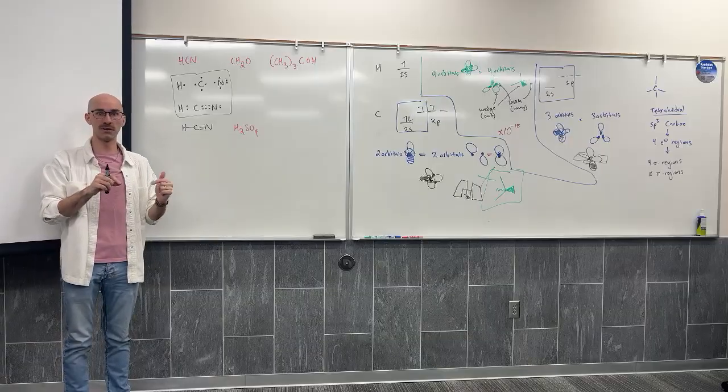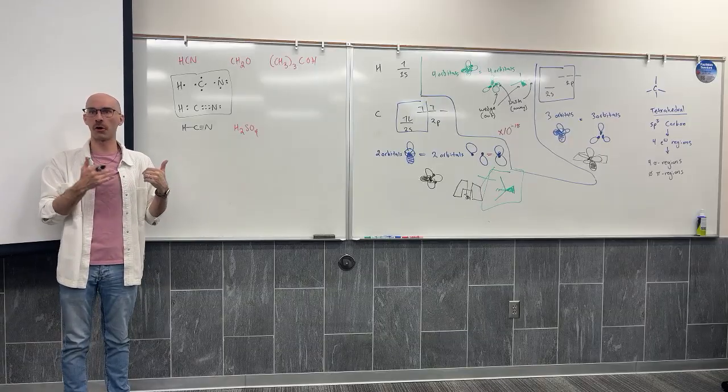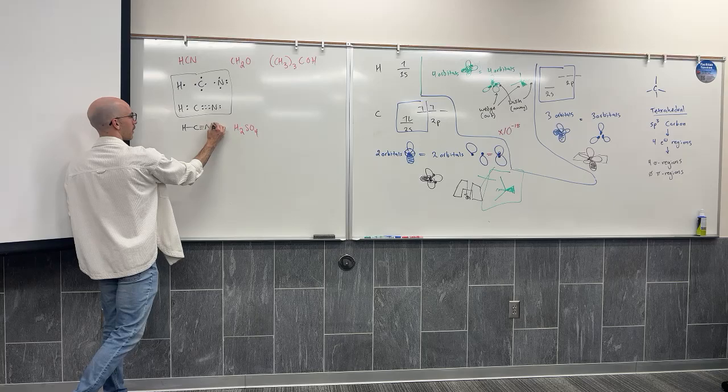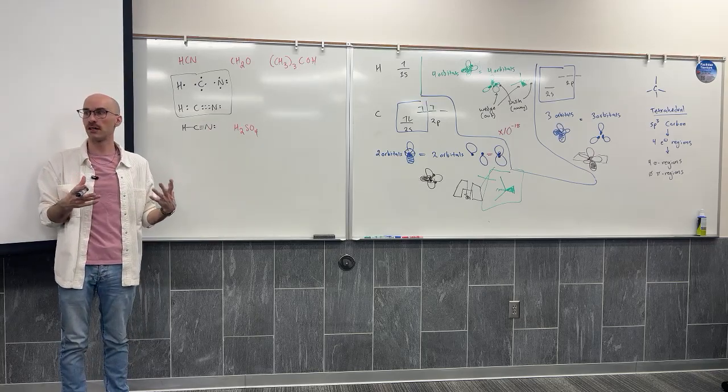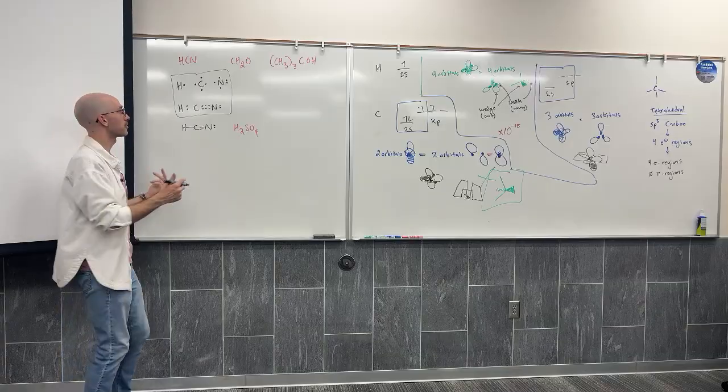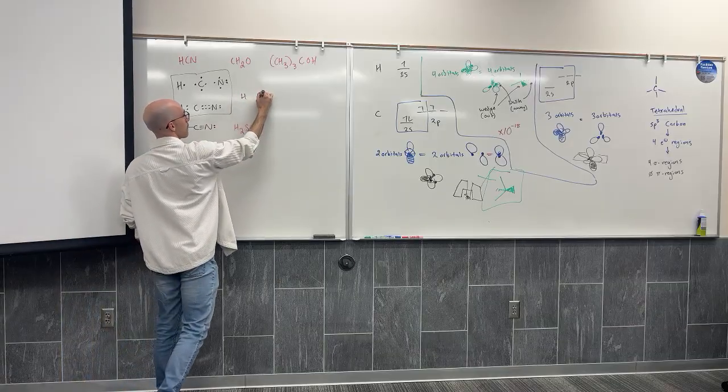And on that other table, when nitrogen had a triple bond, it also had 1 lone pair. So just by virtue of familiarization, we can design this. Let's do the same thing for CH2O.